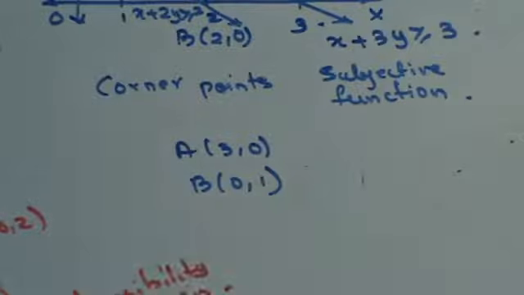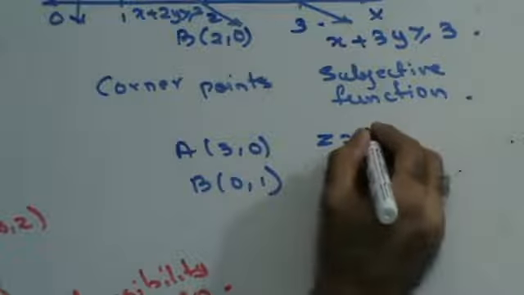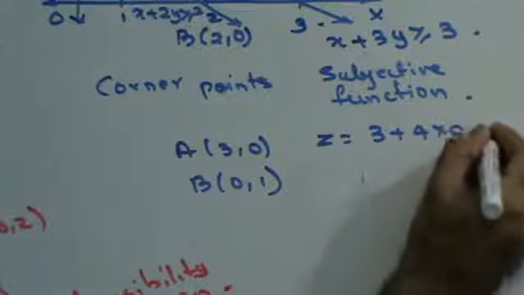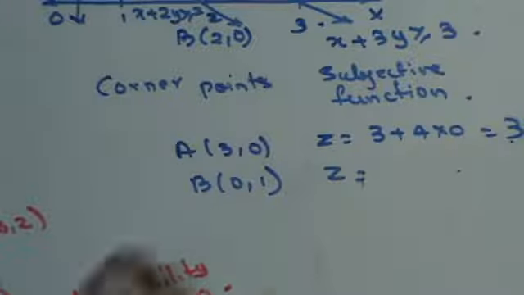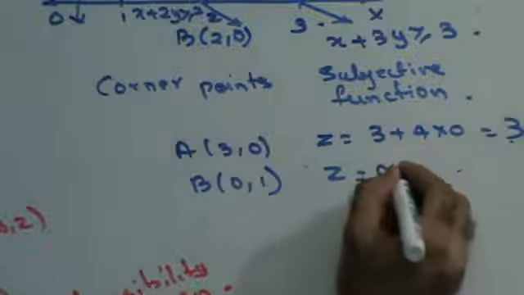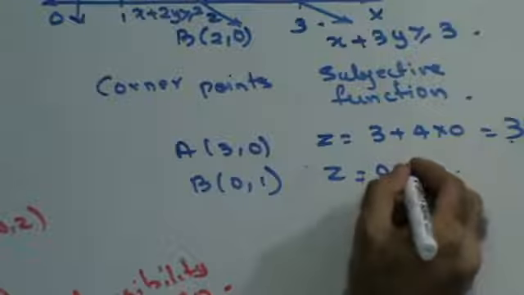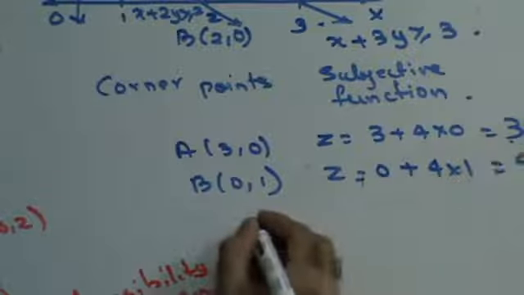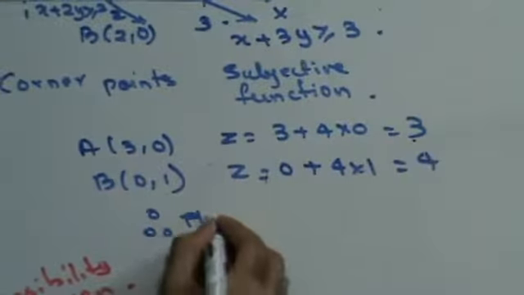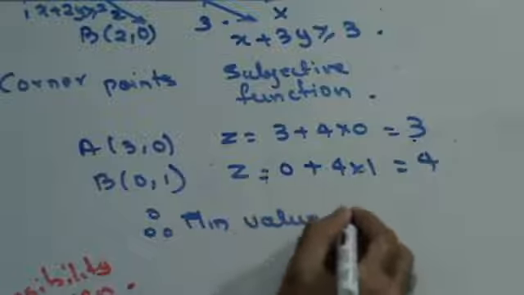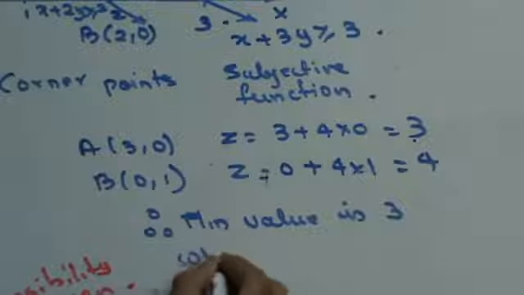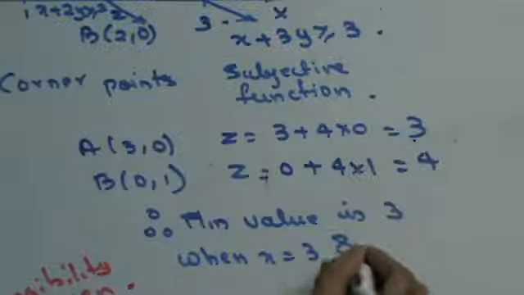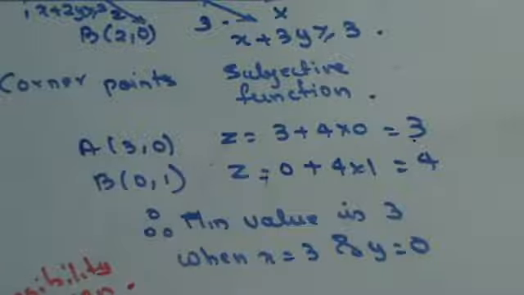Right? Substitute. Z is equal to x plus 4y. Z is equal to x plus 4 into 0. So this is going to be 3. And here x is equal to 0 plus 4y. 4 into 1. That is going to be 4. They have asked you to minimize. I can say therefore minimum value is 3 when x is 3 and y is 0. Right? Do we get this thing clear?